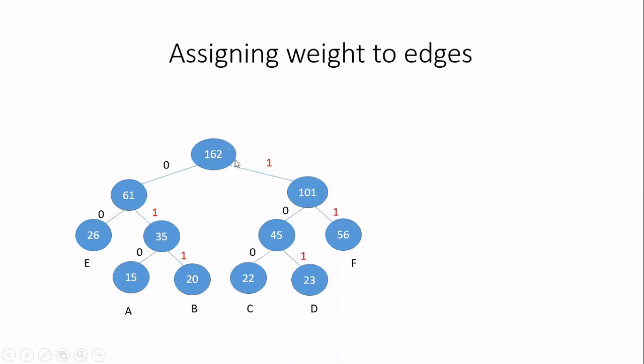Then proceed to the right branch. In that, we have 101. And 101 has two edges. So assign 0 to the left and 1 to the right. Then go to 45. Again, two edges are there. Assign 0 to the left and then 1 to the right. Now our process of assigning weights to the edges is over. Then we are going to construct the code.